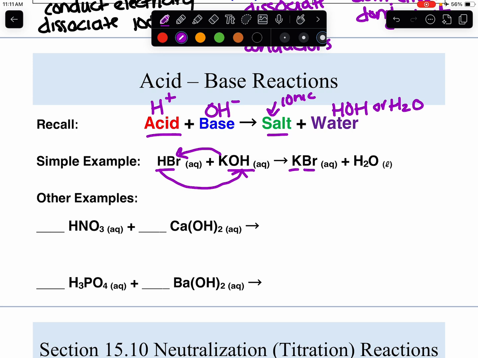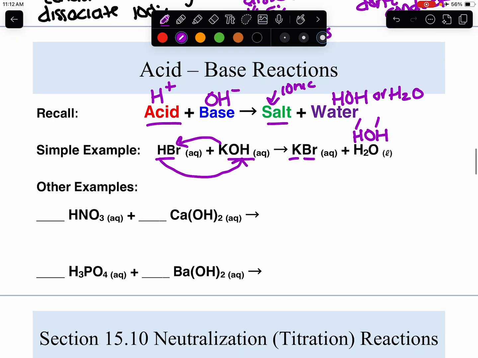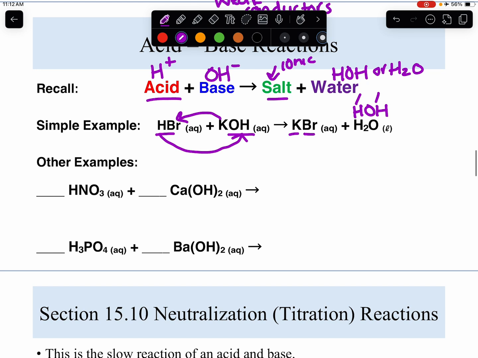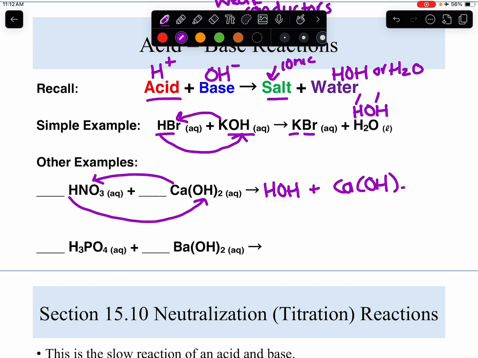So we have KBr, plus 1, -1 charge, and then H2O. I prefer to write this as HOH to see the H plus and the OH minus coming together, but you can do either one. So I'm going to go ahead and do this one. So HOH plus CaOH2, and then we can quickly balance that.